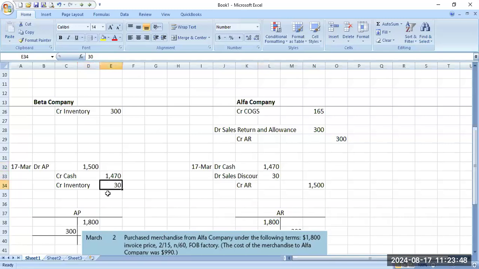$1,470, and they have to close accounts receivable $1,500 because these people are closing accounts payable for $1,500. The $30 for this buyer is going to reduce the cost of the inventory. For Alpha, it's going to reduce the sales, also sales discount. Make sense?